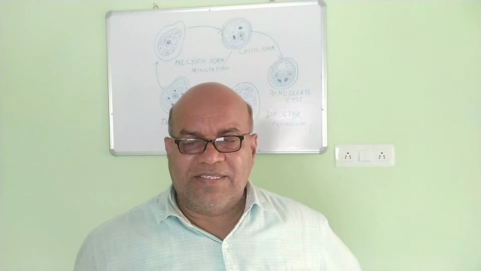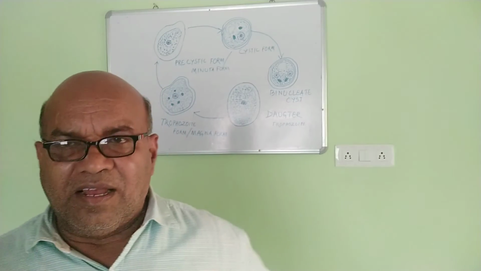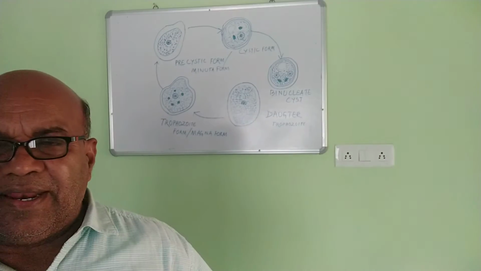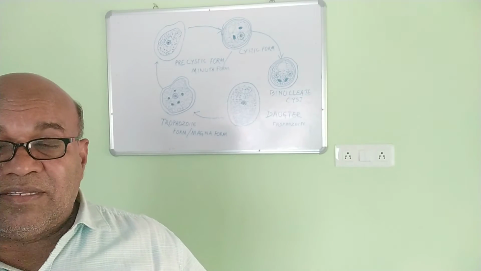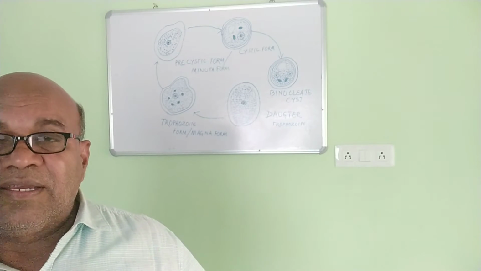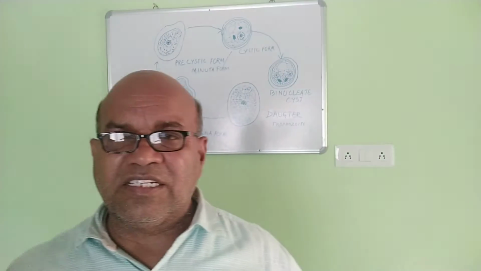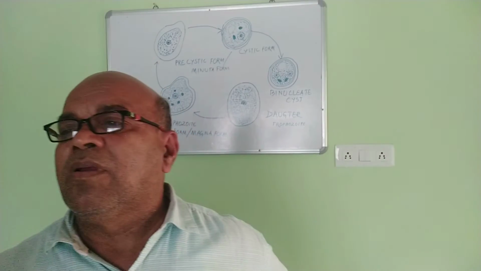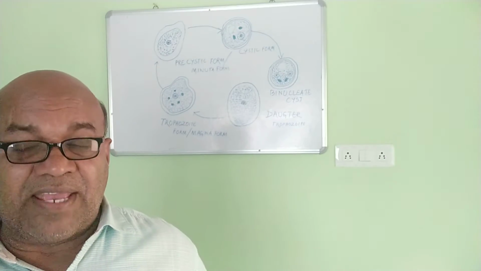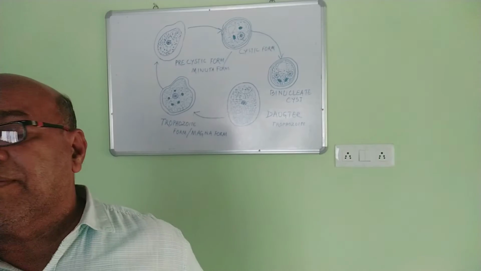Let us discuss the development of the organism called Entamoeba histolytica inside the large intestine of the human being, and it completes the life cycle within the human body.